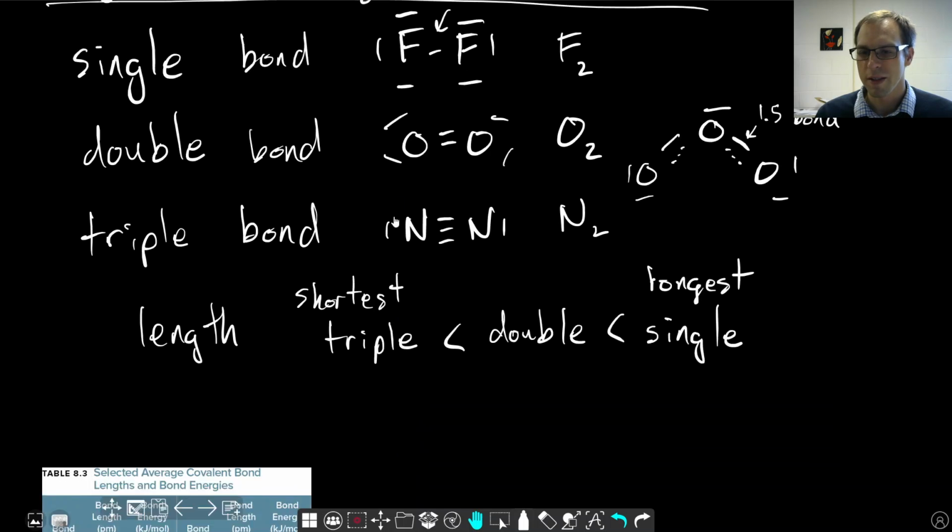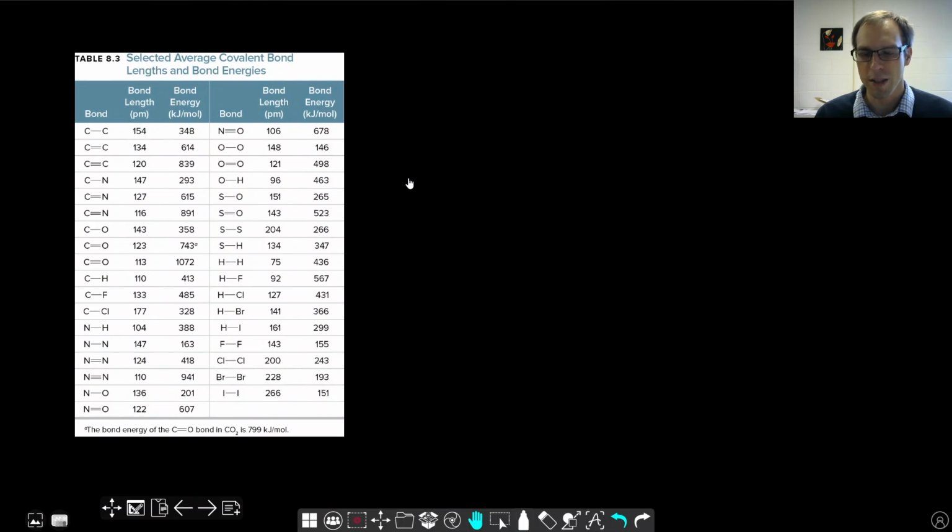In terms of the bond length, this is the evidence that supports the fact that this is what's actually happening. So let's look at some actual data here. This is a table from your textbook. And let's highlight just looking at, for example, carbon here. So carbon-carbon single bond versus double bond versus triple bond. And we see a very clear trend in the bond length here. So bond length measured in picometers is largest for a single bond and then decreases as we go down to a triple bond. So a very clear trend there in terms of how long these bonds are.